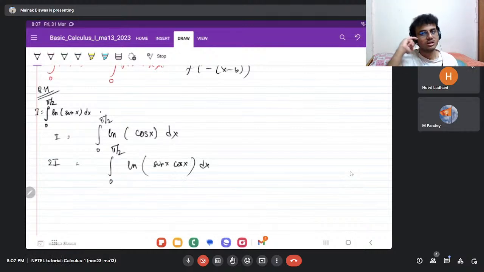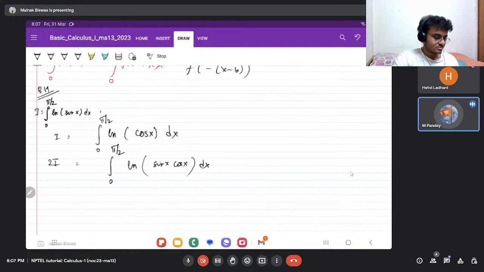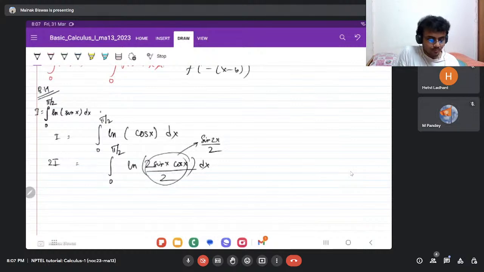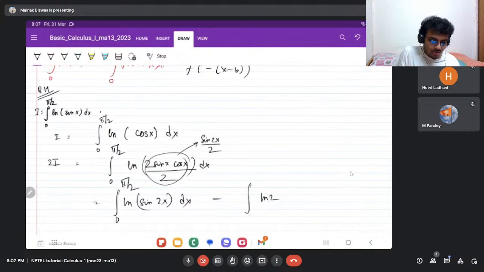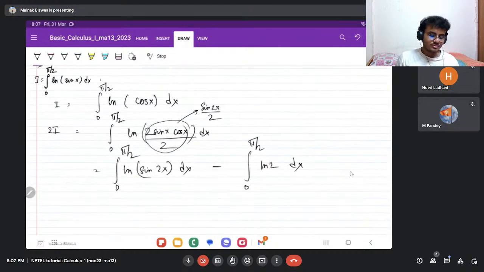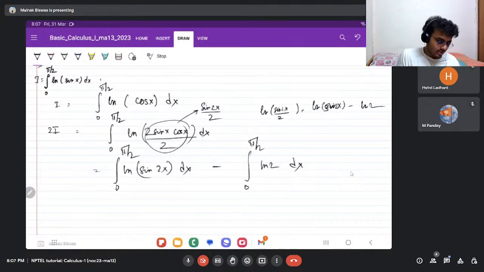This is as bad as the previous one. How to make it better? Sine 2x by 2. Good. So I'll multiply by 2 and divide by 2. So this becomes sine of 2x by 2. So I can write log of sine 2x dx 0 to pi by 2 minus log 2 integral of 0 to pi by 2 dx, right? Agreed? Yes, sir. Log of sine 2x by 2 is equal to log of sine 2x minus log 2. This is what I used.